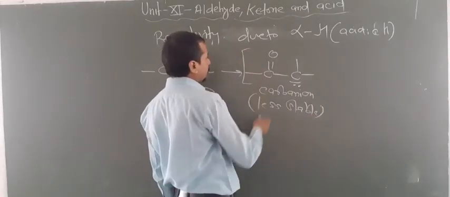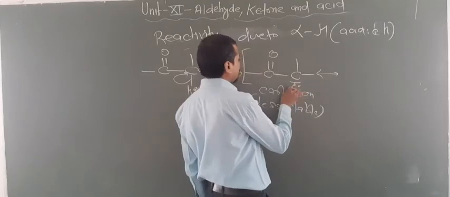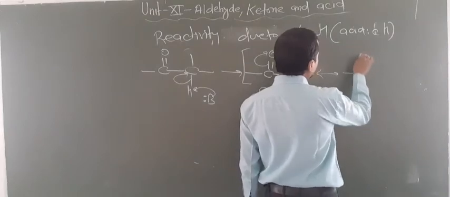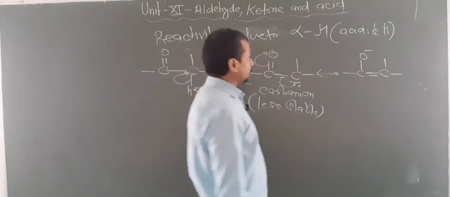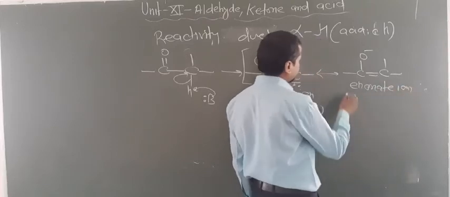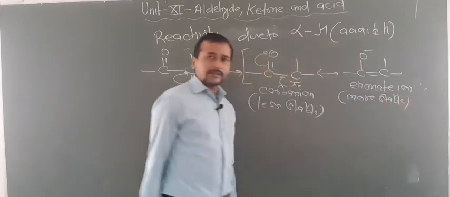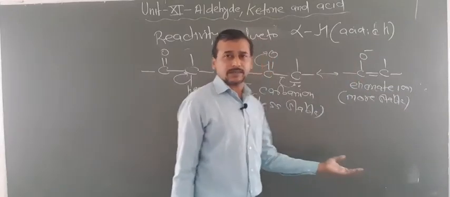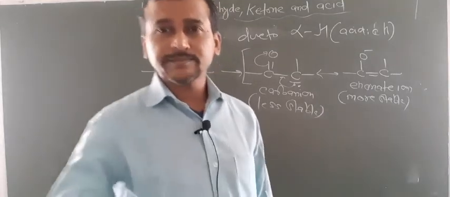Now look at the condition for resonance: double bond, single bond and negative charge. So this indicates resonance. These electrons are delocalized like this, and this bond moves towards oxygen. In this condition, O gets the negative charge, and the double bond shifts between the carbon atoms. This is known as the enolate ion, and this is more stable. What about the stability of this enolate ion? The negative charge is on a more electronegative element, so this is more stable than the carbanion. That's why the alpha hydrogen is acidic. Dear students, are you getting this point?